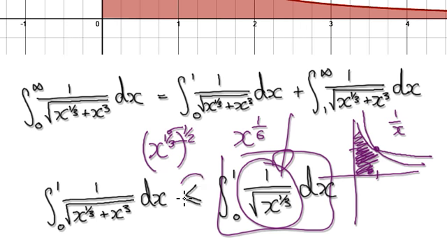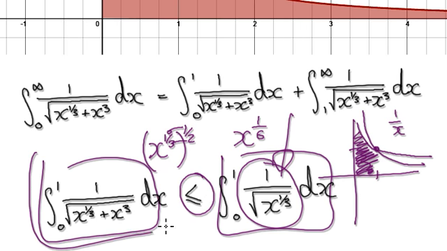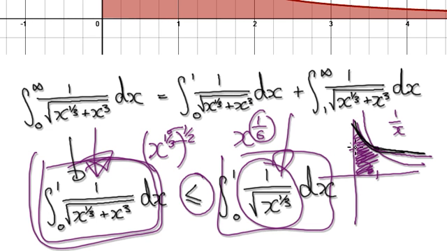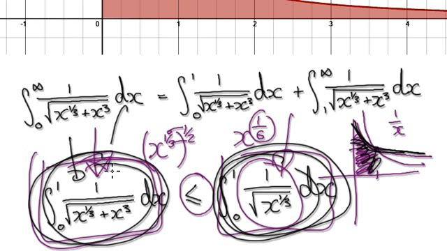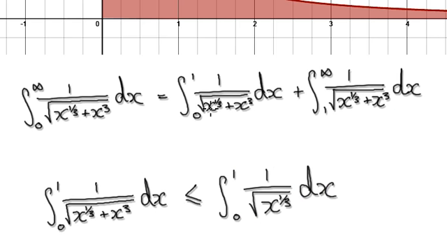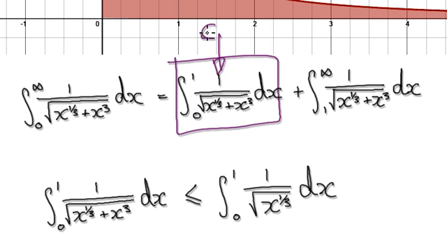Well, this being greater or equal to this, then this will have no choice but to converge. x to the power of 1 over 6 will look something like this. This thing here is smaller, so if the bigger thing converges, then the smaller thing will have no choice but to converge. So overall, this thing here will converge.